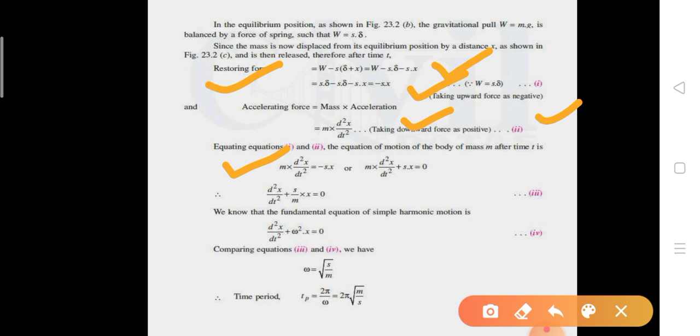What you do now, you just bring the minus Sx term into the left hand side, so you will get the equation 3. And you just divide this equation by m, so you will get the final equation: d square x upon dt square plus S by m into x is equal to 0, or either you can consider d square x upon dt square plus k by m into x equals to 0. So this is your equation number 3.